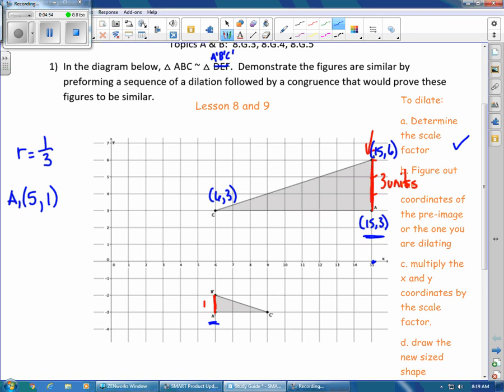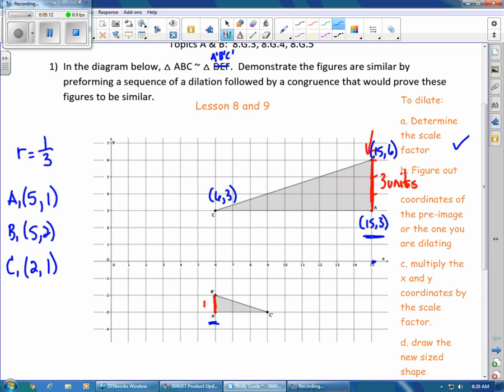If that is confusing you, that's multiplying by fractions. You can use your calculator. You don't have to do them in your head. That's completely up to you. B sub 1 is going to be at 5, 2, and C sub 1 is going to be at 2, 1.